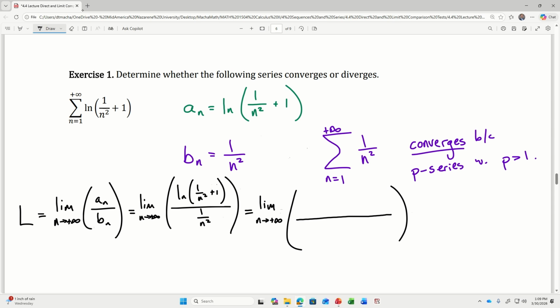And the chain rule says, first we take the derivative of natural log, and then we multiply by what we get if we take the derivative of the inside function. The derivative of plus 1 is 0, but the derivative of 1 over n squared is negative 2 over n cubed.